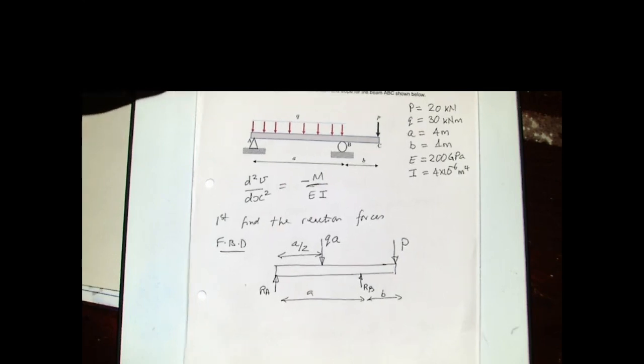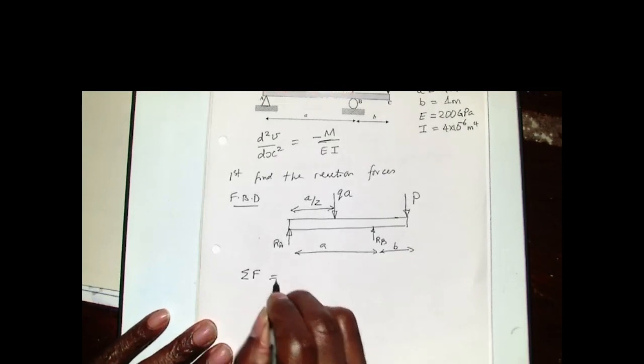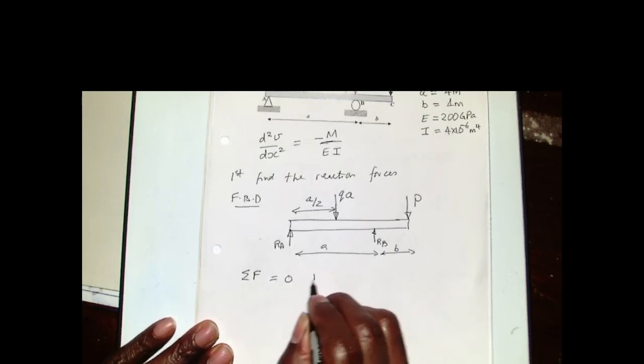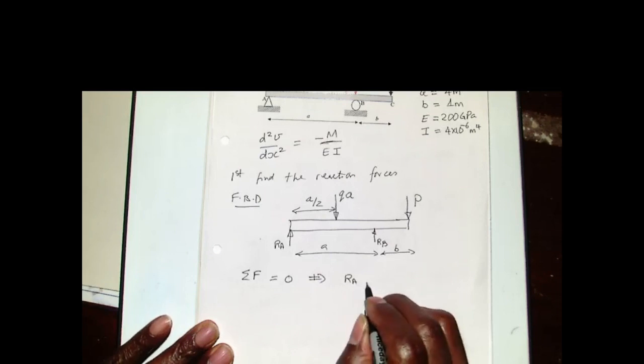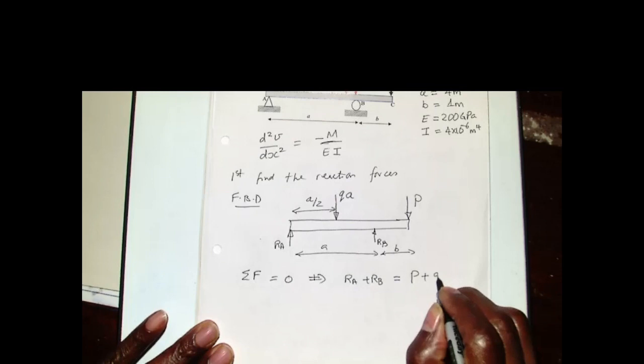If you like, because we have the numbers, you can put your numbers in, but it gets a bit messy as you go along. The best thing is to just do it without numbers and then put them in at the end. So let's do that. Everybody should be able to find the magnitude of the reaction forces. We're going to start and say summation F equals 0. That is, total force acting downwards must equal total force acting upwards. So what we have is RA plus RB must equal P plus QA.